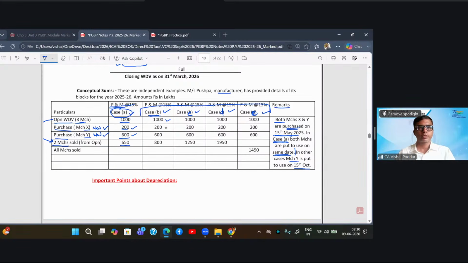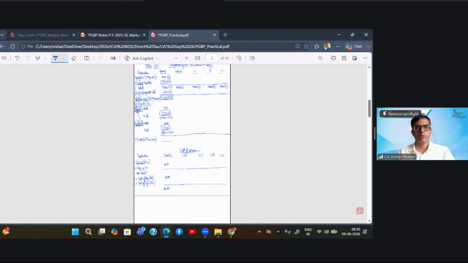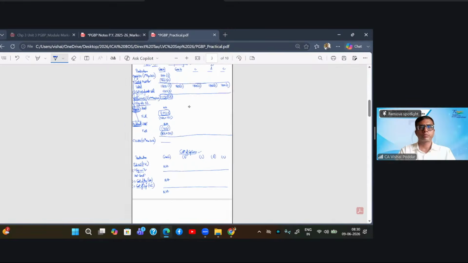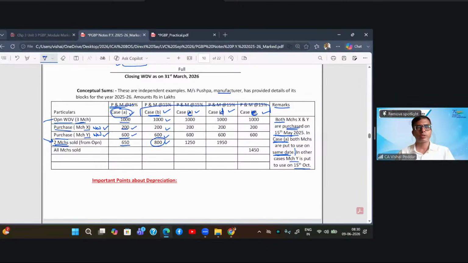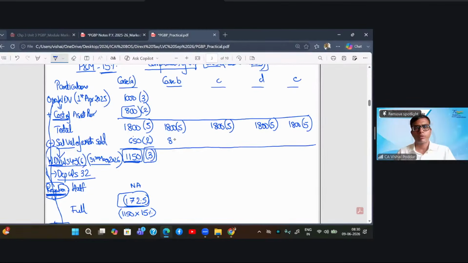Now case B, all figures are same as case A except this. Right? So opening has no problem. Purchases has no problem. So up to this, the figures are same. What has changed is only that these 2 machines are sold for 800. So I will now subtract 800. How many machines sold? 2. So what is left is 1000 for how many machines? 3. I'll just put it in brackets so that you understand we are subtracting. Fine. So this one figure has changed in case B.